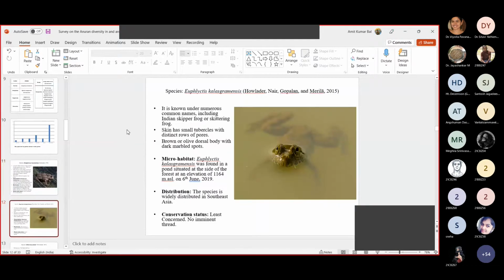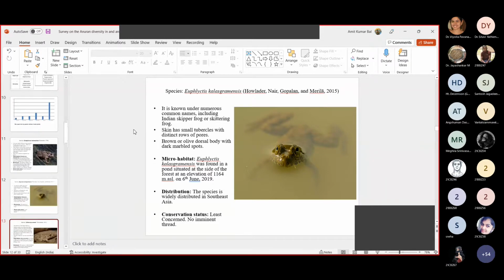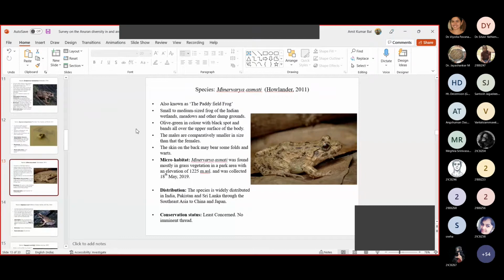Next, we have the Euphlyctis kalasgramensis. These are commonly known as the Indian skipper frog or the skipping frog, and they are mostly found in ponds, and their species distribution covers most of Southeast Asia. We have the Minervarya asmati, known as the pedirized frog. They are small or medium-sized frogs of the Indian wetlands. The species is widely distributed in India, Pakistan, and Sri Lanka, through Southeast Asia to China and Japan.